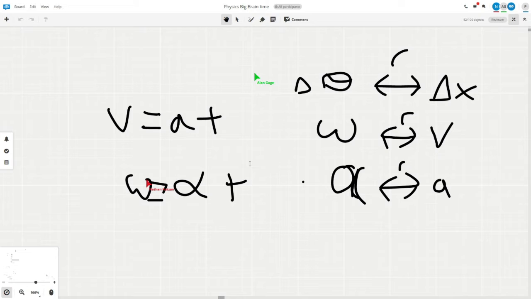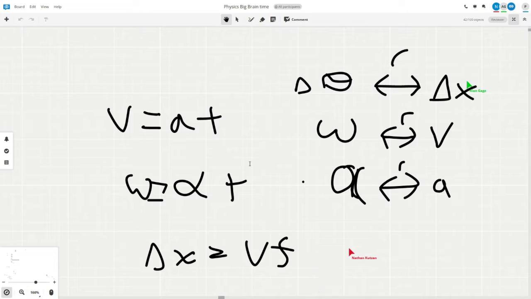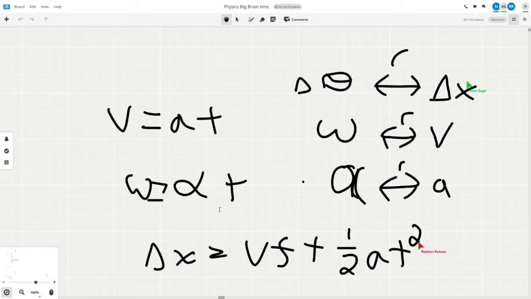Another one, I'm going to move the board a little bit. With linear motion, we had change in x is equal to vt plus 1 half a t squared. So what do you think the rotational analog to that equation is? Anyone can answer.